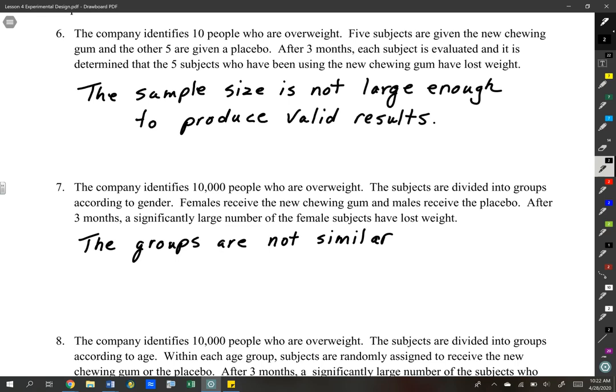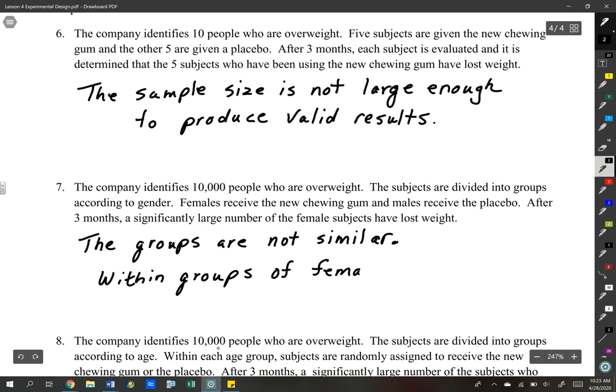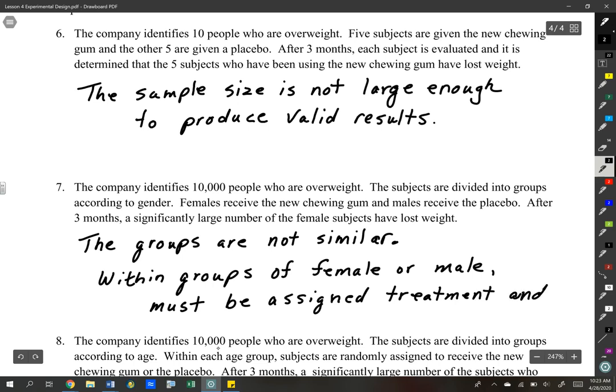The subjects can be divided into groups according to gender, but within each group, they must be randomly assigned a treatment or a control group. All right, so we'll just add a little note here that within groups of female or male, subjects must be assigned treatment and control in both.